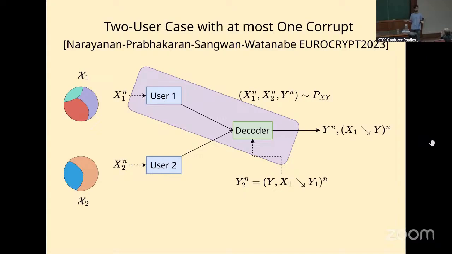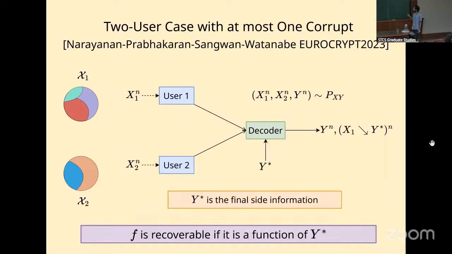But does it really stop? It does stop, because the size of the characters is what decides the bound of how many steps it goes. And this final random variable, which the decoder is able to verify, is y star, and f is recoverable if it is a function of y star, because it can just naturally recover using this algorithm, right?